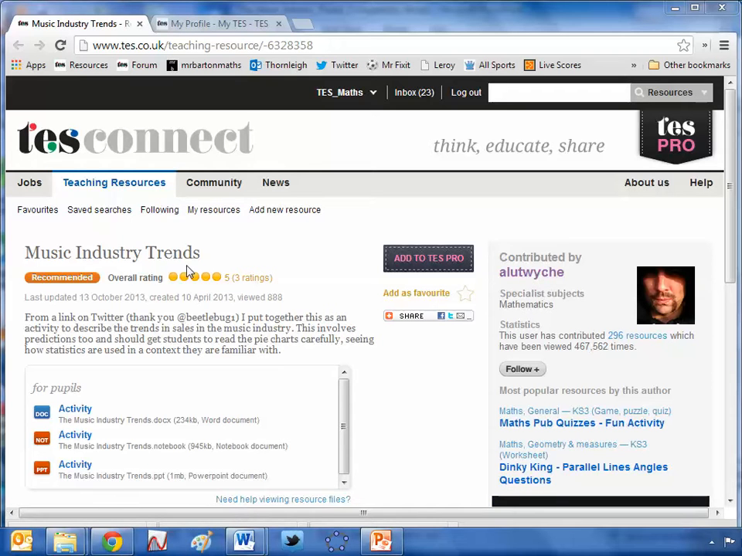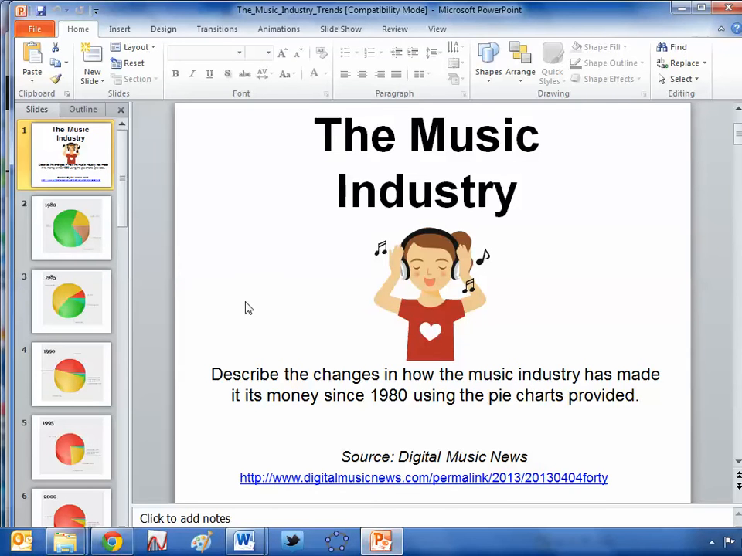So let's have a look at this one, music industry trends. It's a PowerPoint, and then there's an equivalent notebook file if you've got the smartboard software, and then a worksheet to accompany it. And it's just a fascinating data set here. It shows how the music industry made its money from 1980 up to the present day, well, up to 2012, I think it goes up to.